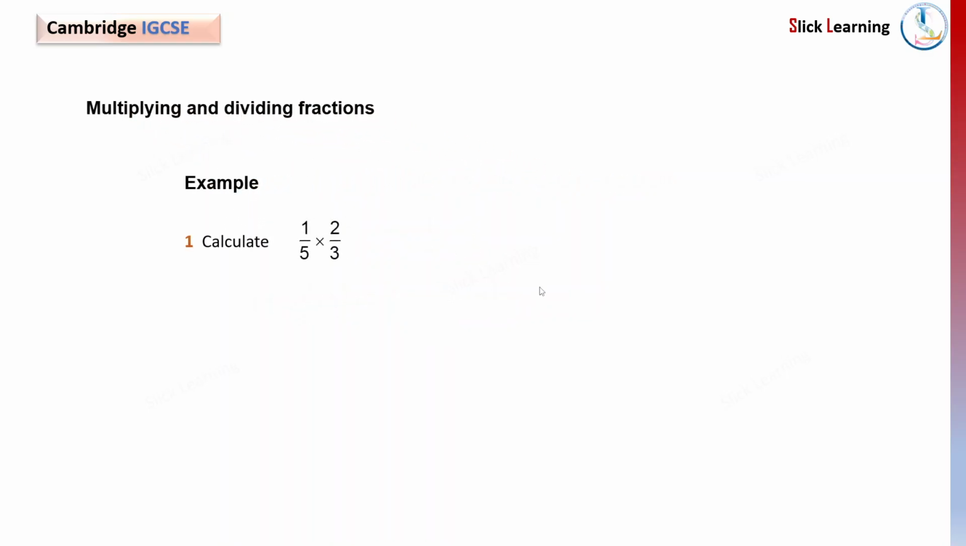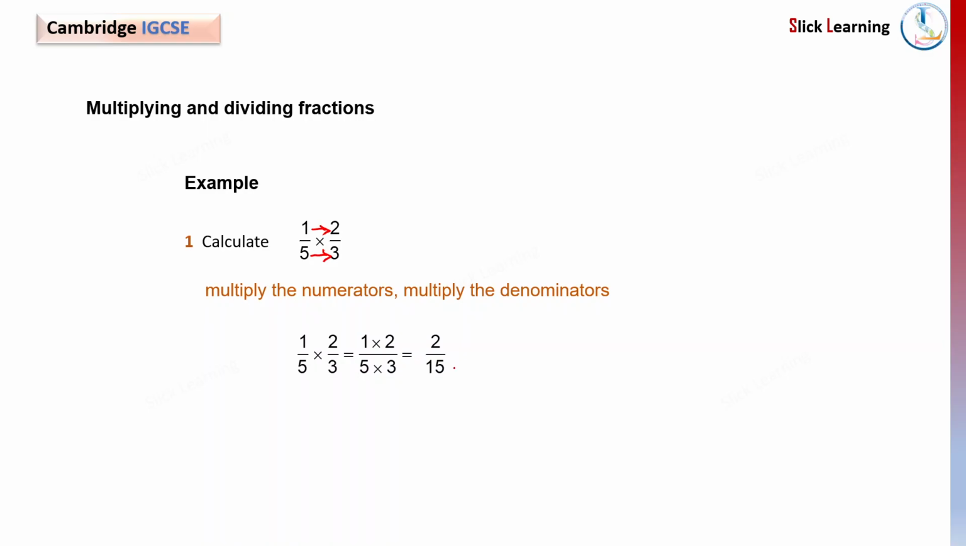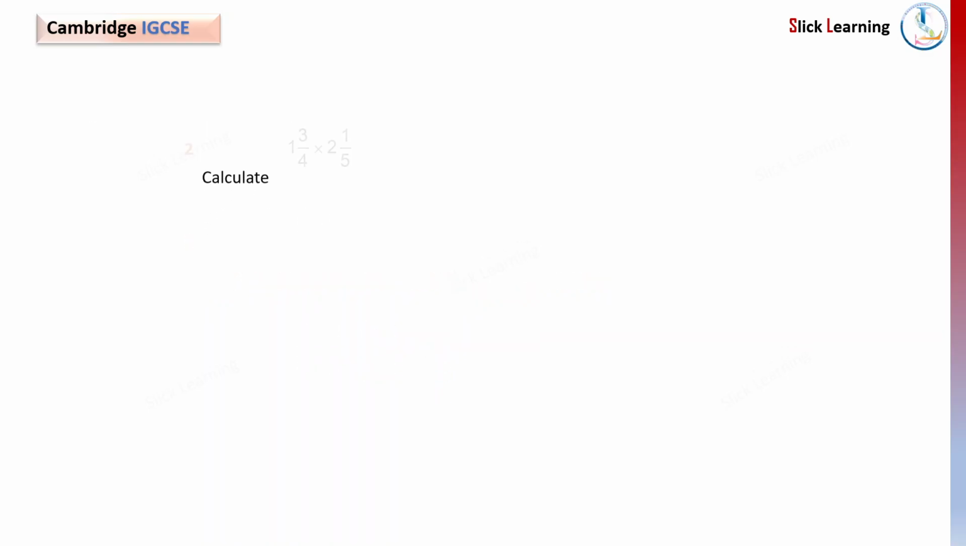Let's see how we are going to multiply and divide fractions. Here we have 1 over 5 multiplied by 2 over 3. In multiplication, we always multiply numerators with numerators and denominators with denominators. It means 1 times 2 gives 2, and 5 times 3 gives 15. So it comes to 2 over 15. That's your result. Let's see a few more examples.